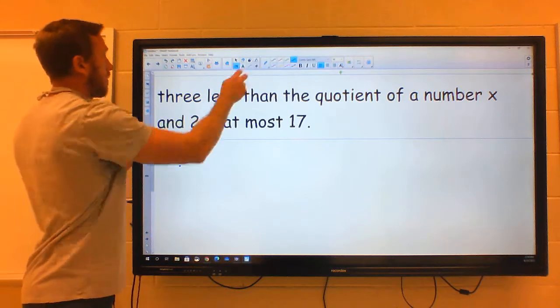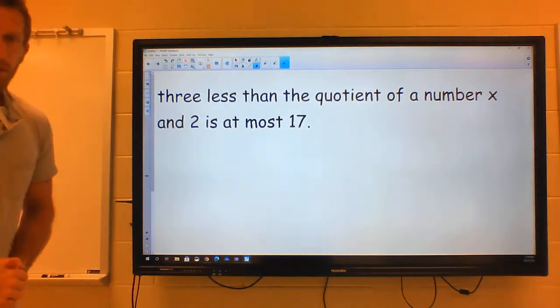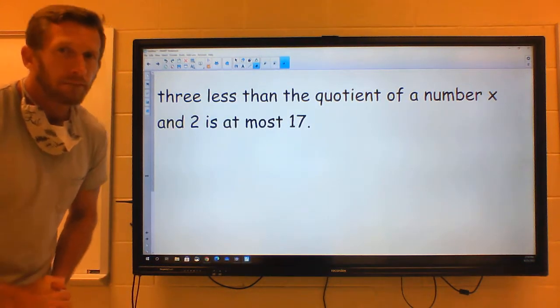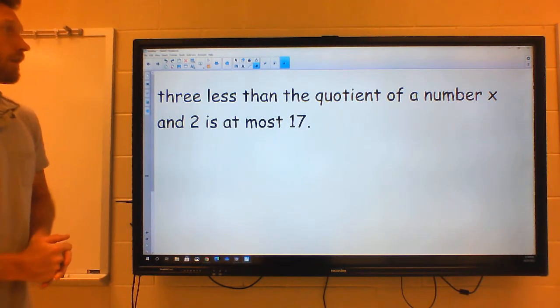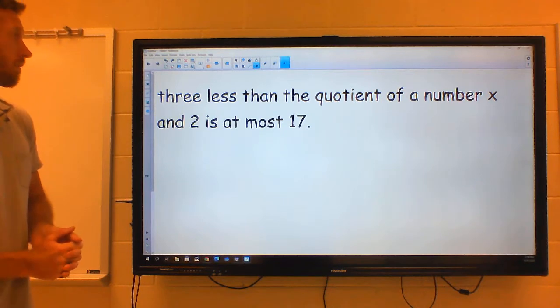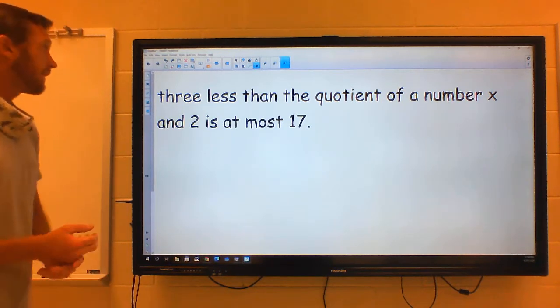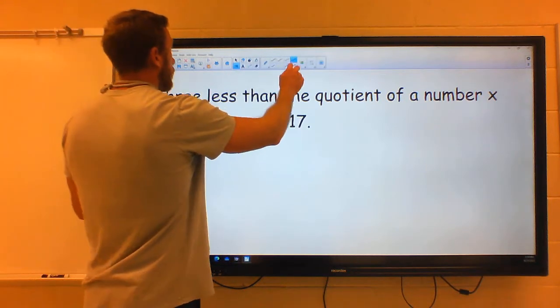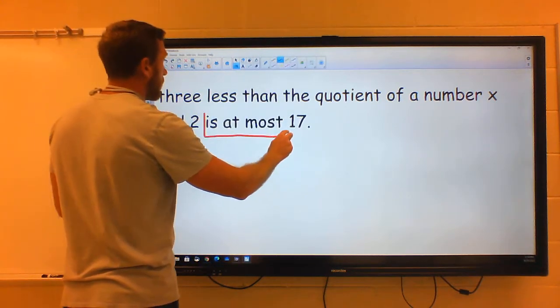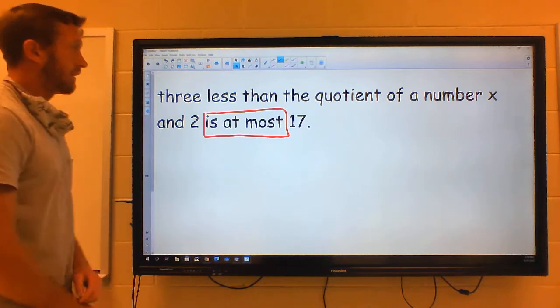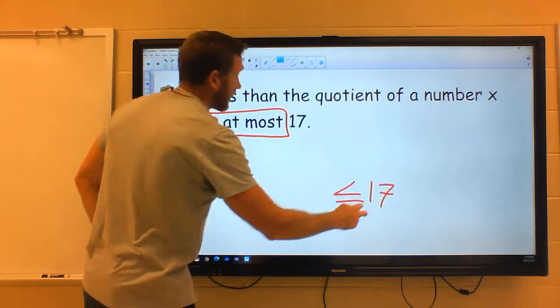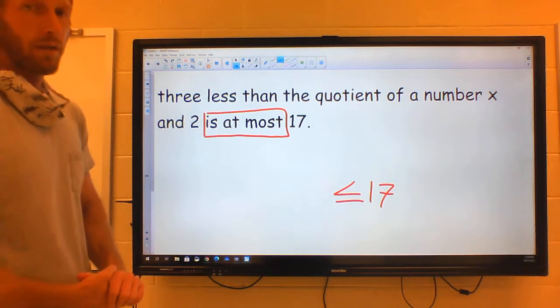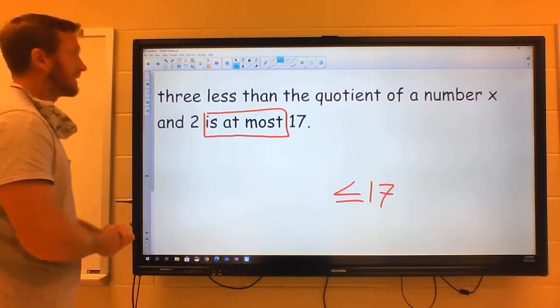Another example right now. I'll have you guys solve this. Okay? 3 less than the quotient of a number x and 2 is at most 17. Let's go for our is at most. Is at most 17. That means less than or equal to 17, because that's the most that we would be happy with. It is at most 17.